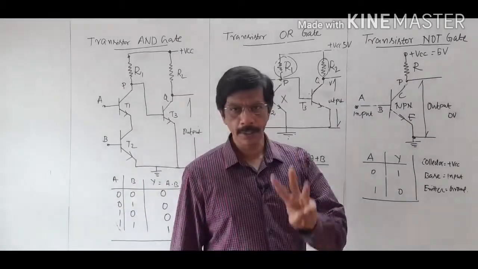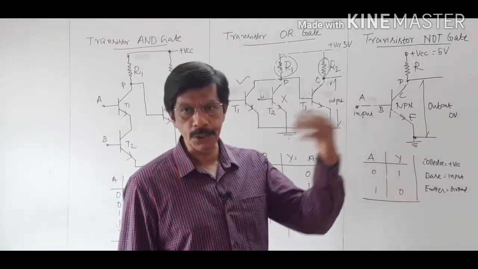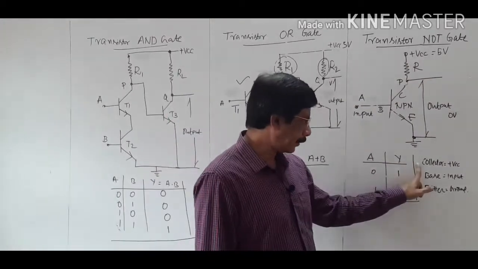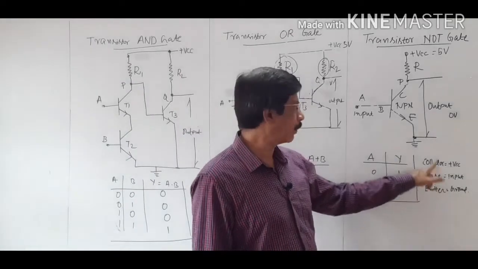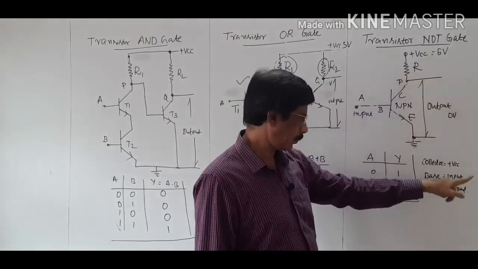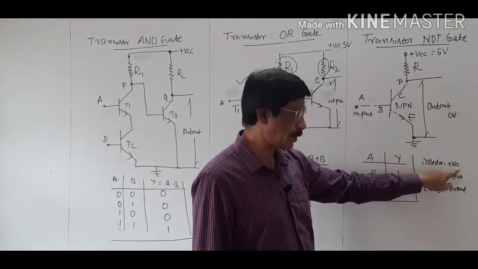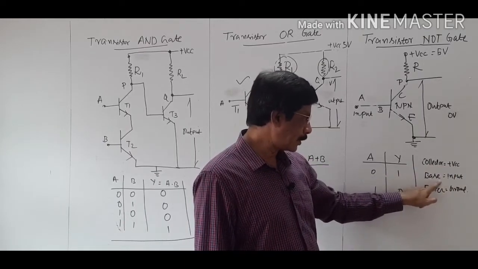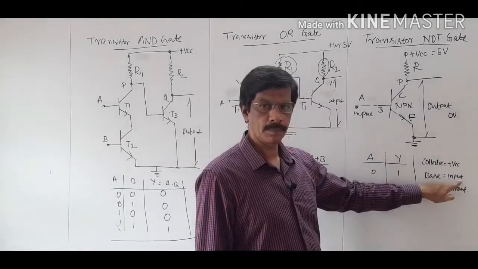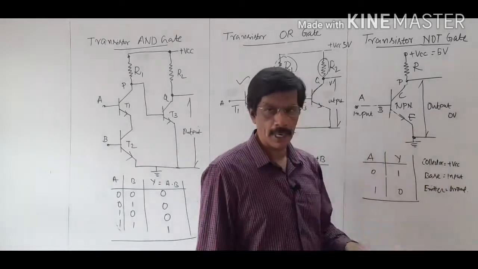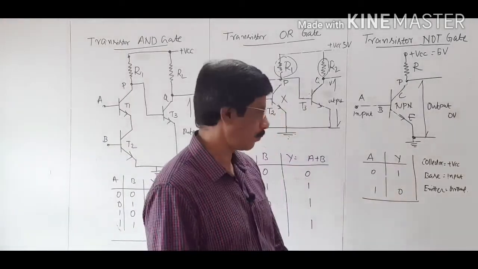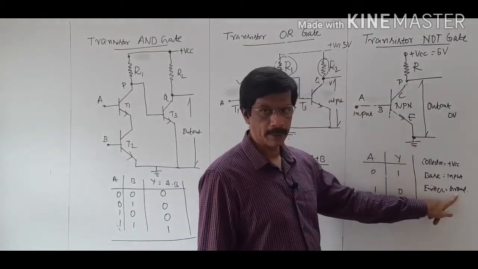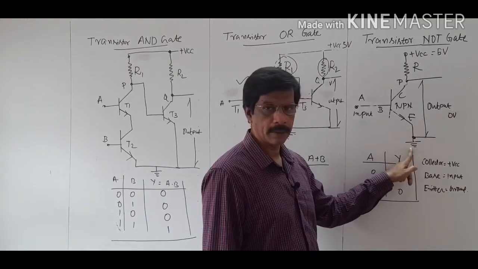There are three important conditions to switch on the transistor. What are the important conditions? The collector of the transistor is given to plus VCC volt. First line, collector is equal to plus VCC. The second line, base is equal to input. The base of the transistor has at least some input. The emitter of the transistor is grounded. The emitter is grounded here.